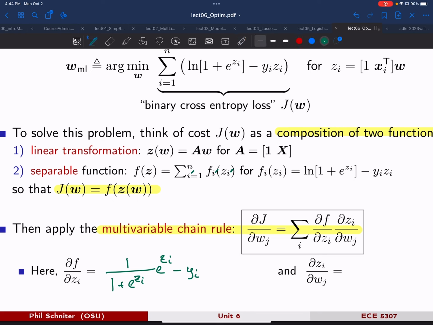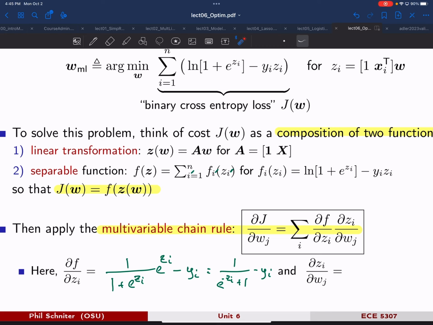Okay, let's simplify it too. Is there a way we can simplify this a bit? We saw this before. We can write it as 1 over e to the minus zi plus 1, because I can multiply top and bottom by e to the minus zi, and that will cancel this and turn the denominator into that. This is a little bit nicer because zi only appears once, whereas here it appears twice. Everybody good with this?